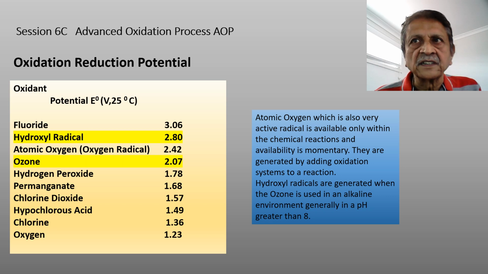Atomic oxygen, which is number 3 on the list, is a very active radical, but is available only in the middle of chemical reactions, and its availability is very momentary. Hydroxide radicals, however, are generated when ozone is applied in an alkaline environment, generally at a pH of greater than 8.